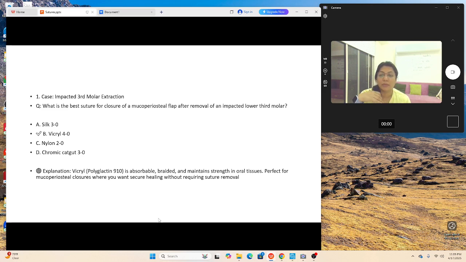But for the mucoperiosteal flap, it is recommended that you use Vicryl 4-0, absorbable. Nylon is non-absorbable, silk is non-absorbable. Chromic catgut can be used, it's absorbable, but Vicryl is better. Understood?